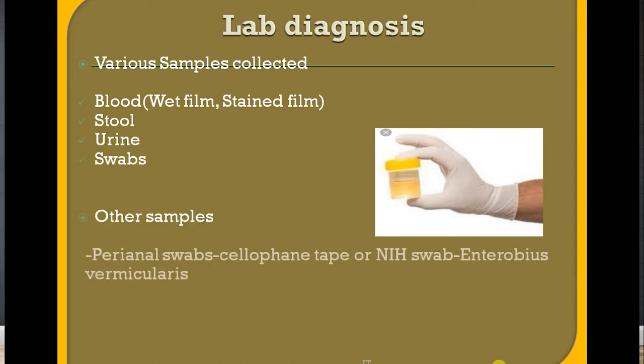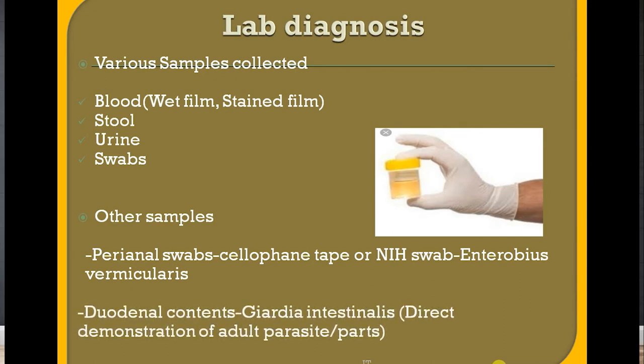Other than that, in some cases, for example, in case of Enterobius vermicularis infection, we can go for a perianal swab, which is named the cellophane tape method or National Institutes of Health swab technique. This is one sample which we collect from Enterobius infection, that is enterobiasis. Another one, duodenal contents can be collected. For example, in case of Giardia intestinalis, giardiasis, we can directly demonstrate the presence of the adult parasite or its parts by collecting duodenal aspirate.